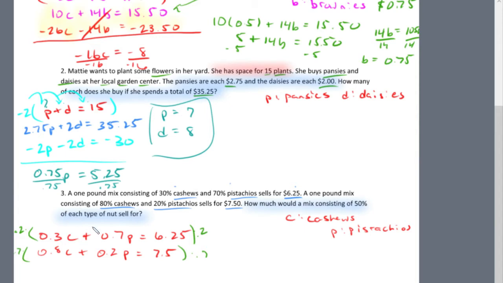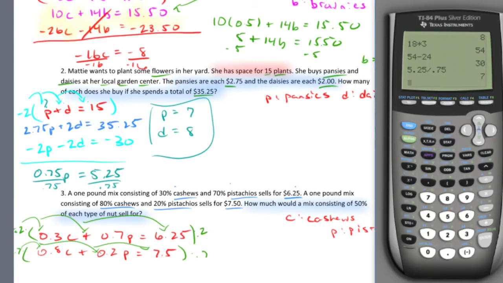So here's the kicker, though. One of these has to be negative. You need to make one of them negative. You want to make this one negative? Sure, go for it. You want to make this one negative? Go for that. I don't care. So I'm going to make the top one negative because I felt like it. So I'm going to multiply by a negative 0.2, and here I'm going to multiply by a positive 0.7.